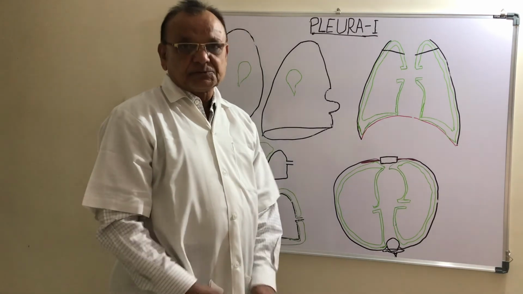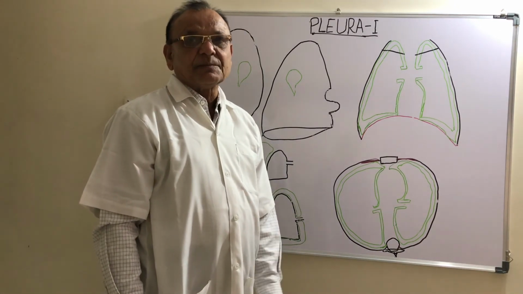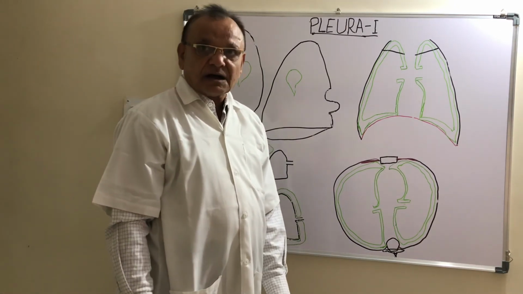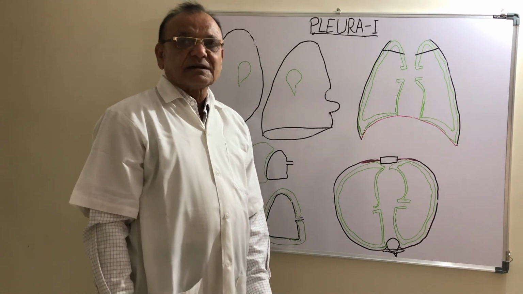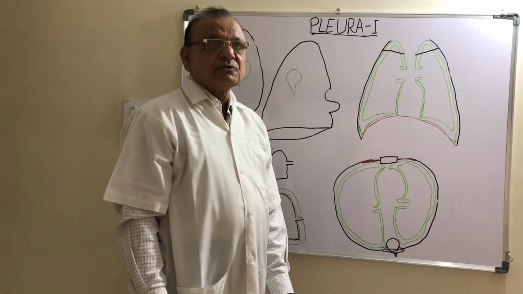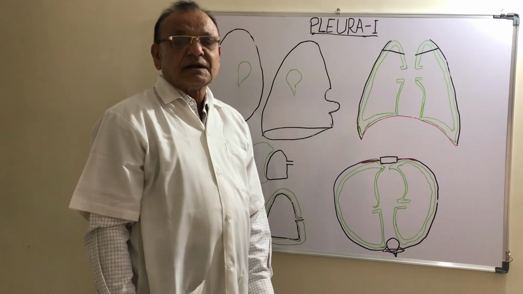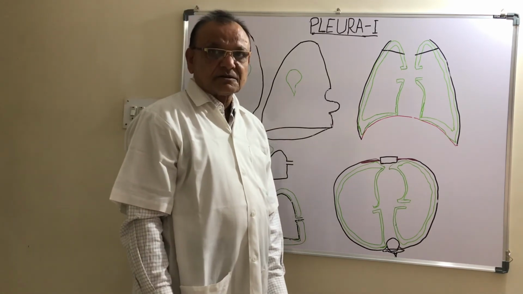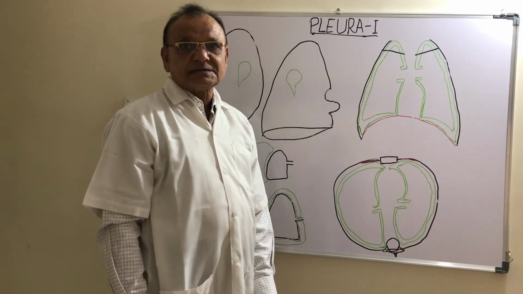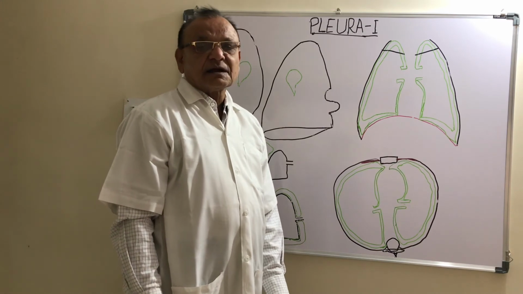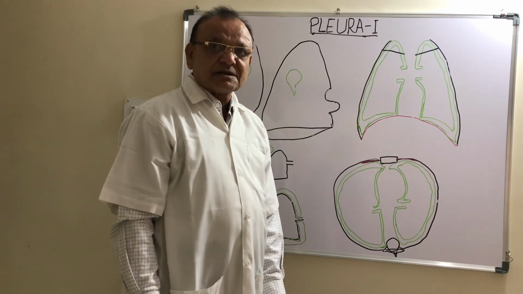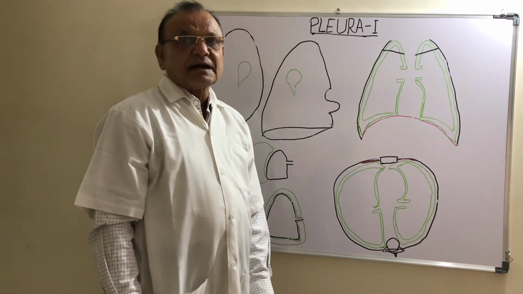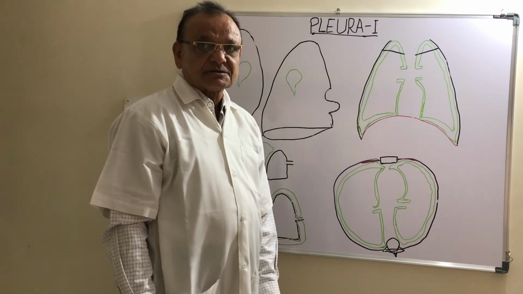The mediastinum is not an empty space. It contains the heart and the blood vessels connected with the heart. It also contains the esophagus, trachea and some other structures. So the mediastinum is a space that contains the heart, great vessels, trachea, esophagus and some other structures.